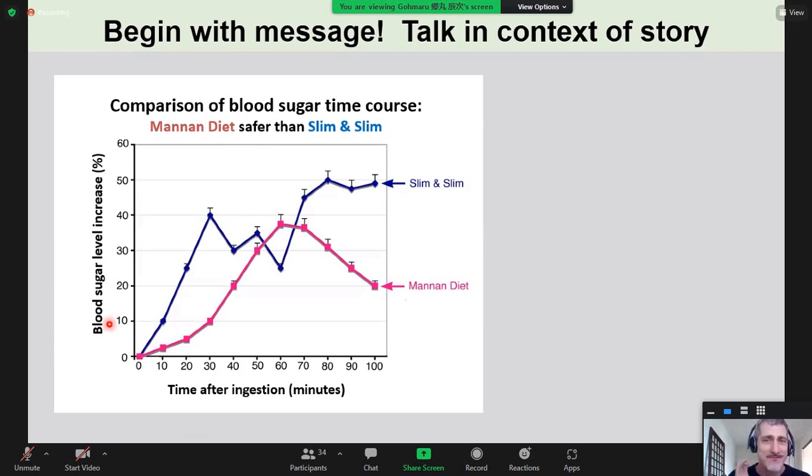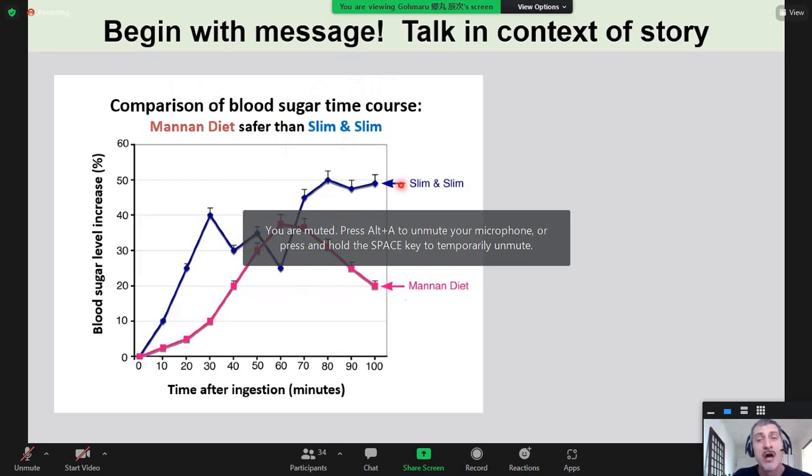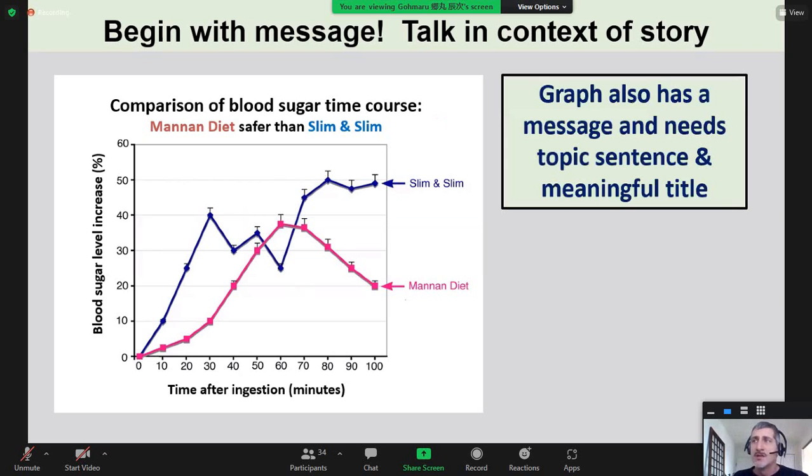Remember, the graph has a very specific reason, something you want the audience to learn from it. There is a message to that graph. So try to put that message in the graph to give them a hint how to interpret it and what to learn from it. So in this case, I made the title Comparison of Blood Sugar Time Course, and then a subtitle to give the conclusion. Mannan diet is safer than Slim and Slim. So the audience knows from the beginning, the answer we're supposed to get is this one is better, it is safer than this one. And now we're going to listen to the story to see why or how we can see that. So the graph has a message.